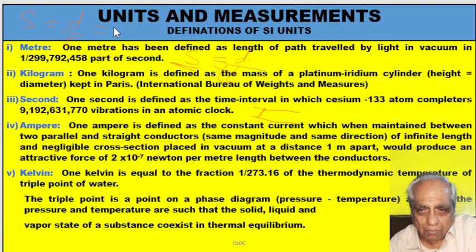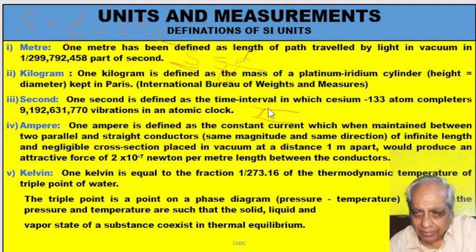Now whenever the current is flowing in the same direction, these conductors attract one another with a force. So if I adjust my current to such an extent that the attractive force is 2 into 10 raised to minus 7 Newton per meter, so in any 1 meter length the attractive force is this value. So when this is the value of the attractive force between two conductors, it means the current flowing in both is 1 ampere.